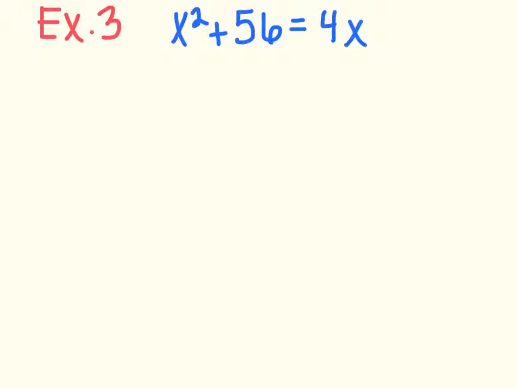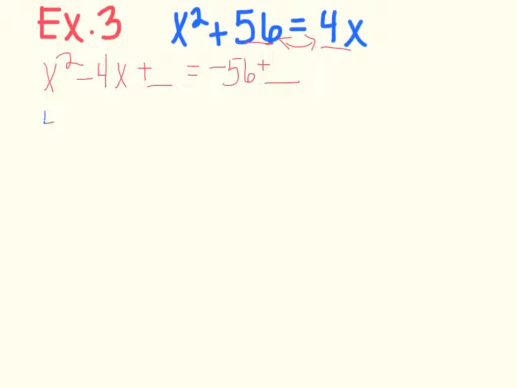Our last example here, it looks a little different because our terms are not all on the same side of the equation. So that means we're going to have to rearrange our quadratic equation to begin completing the square. So it's going to say x squared negative 4x plus blank equals negative 56 plus blank. So basically we took the 56 and the 4x and swapped places. But by doing that, it changed the signs. So now we have to complete the square.